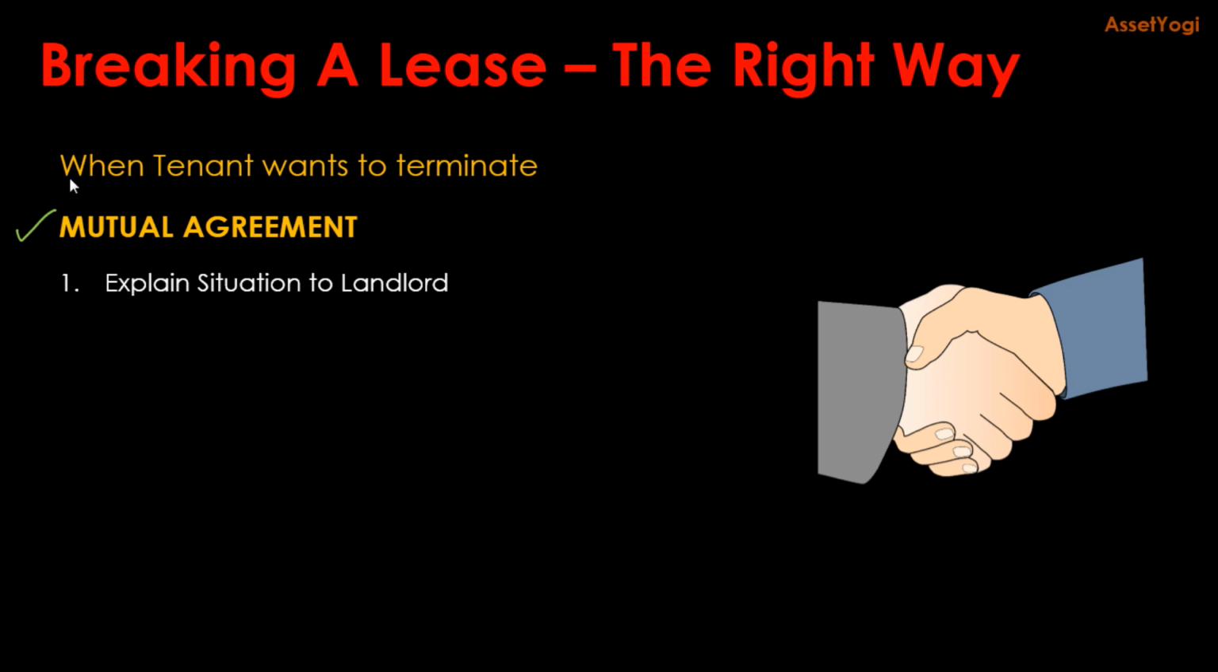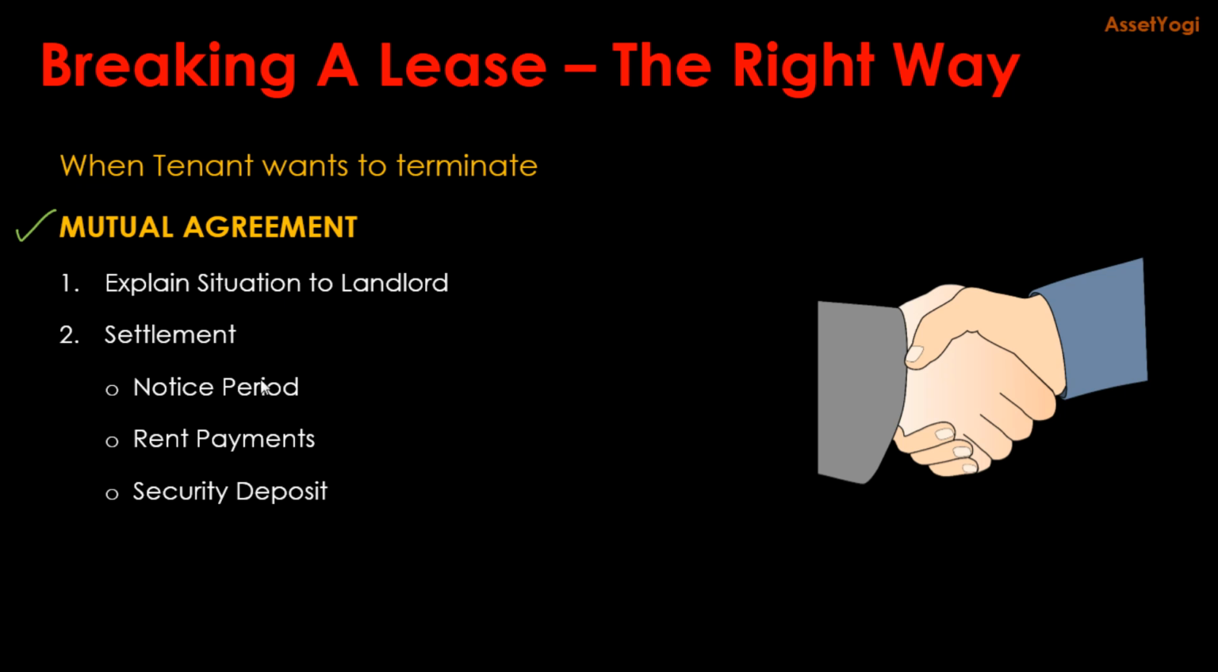As a tenant, you should explain the complete situation to the landlord if you are changing the job, or if there are any personal reasons, or if you are not liking the house or the maintenance of the house. So the landlord may provide a resolution if it is related to the house. Otherwise, if it is your personal reason or a job change, then you can definitely break the lease as per the contract, and you have to settle the case. So in the settlement procedure, you have to basically settle these three things: notice period, rent payments, and security deposit.